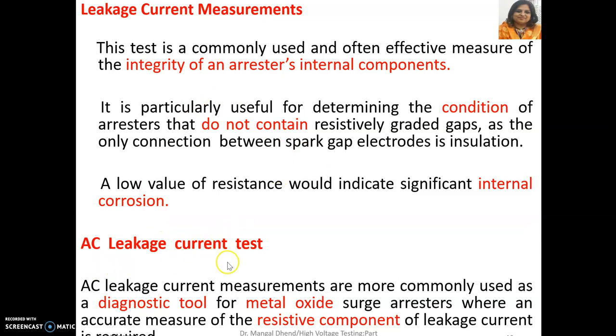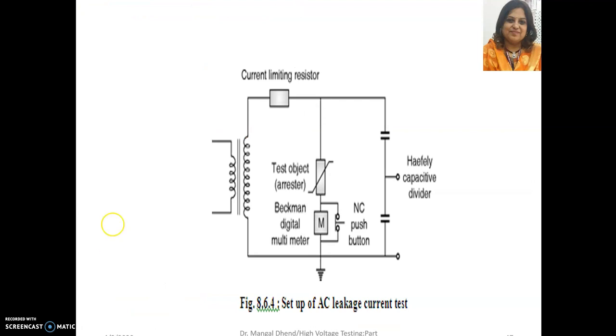The next test is the AC leakage current test. AC leakage current measurements are more commonly used as a diagnostic tool for metal oxide surge arrestors, because it accurately measures the resistive component of the leakage current. So the AC leakage current test will be conducted mostly for metal oxide types of arrestors.